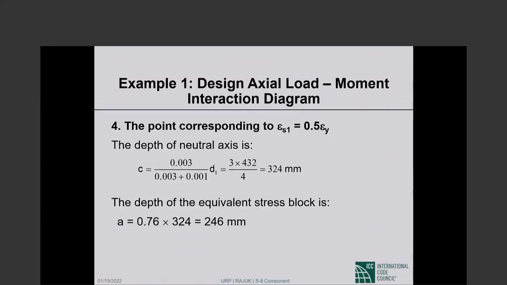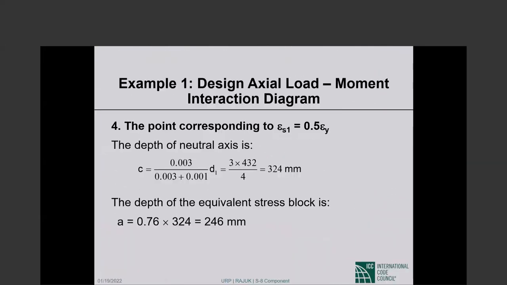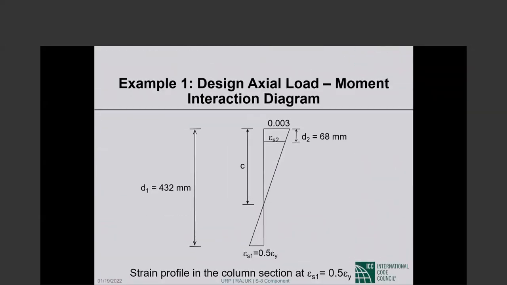Point 4, the strain in the tension steel is half of the yield strain. Half the yield strain. This is now 0.001 or something like that. So the neutral axis depth comes to 324 millimeters. It has increased even further. The depth of the stress block is 246, 76% of 324.